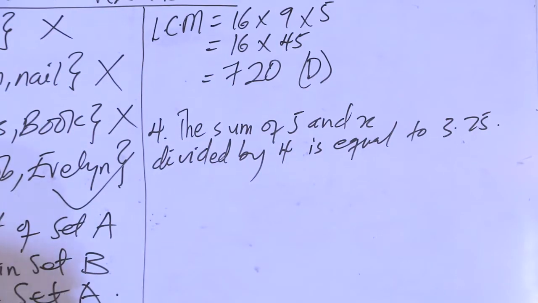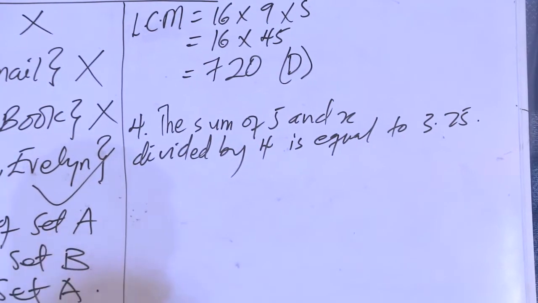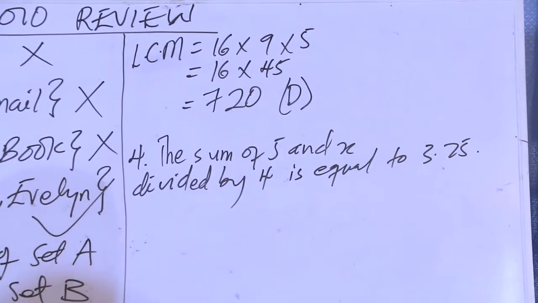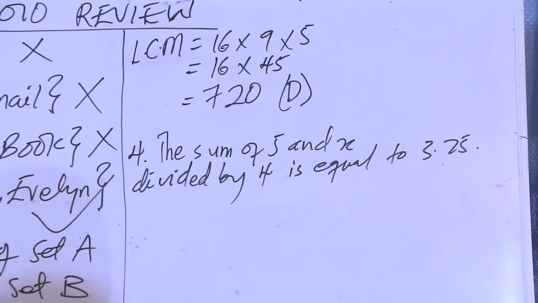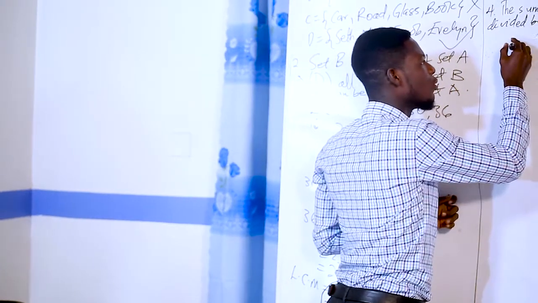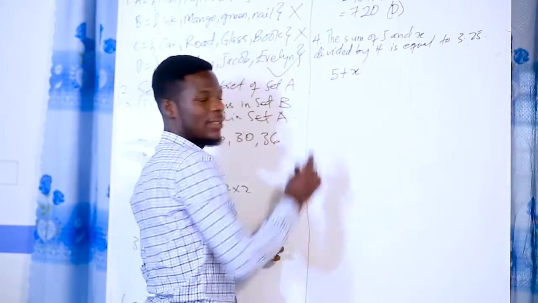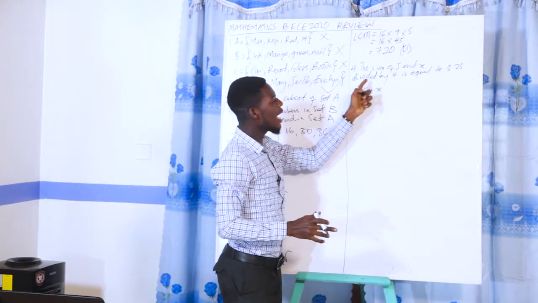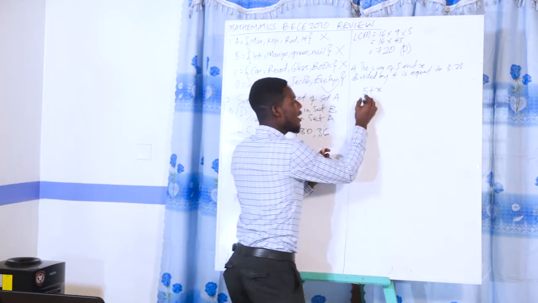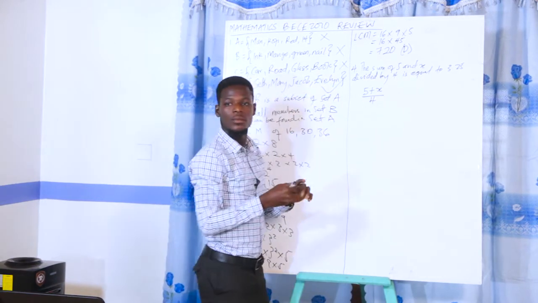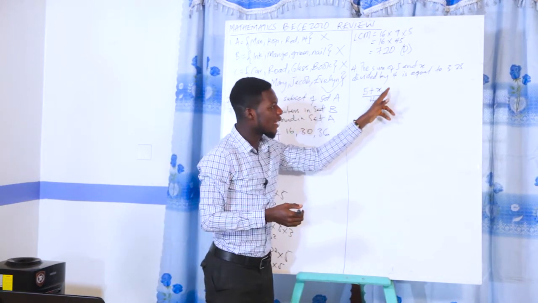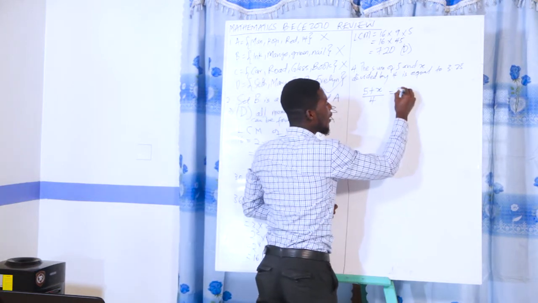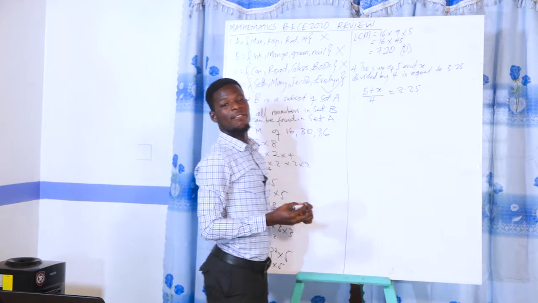All right, so let's go. Listen, this is very tricky. You need to understand. The sum of 5 and x. So first, when we say sum, we mean add. So the sum, 5 plus x. The sum of 5 and x, 5 plus x, all divided by 4. The sum of 5 and x divided by 4 is equal to 3.25. So find the value of x.